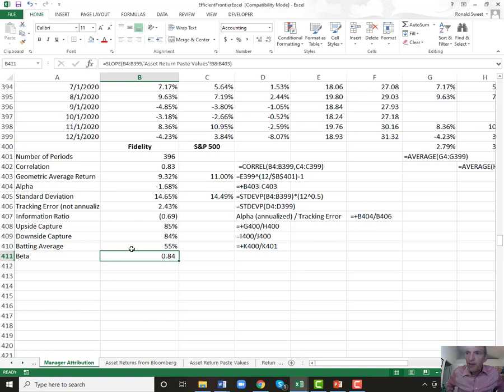All right, so we got a 0.84 beta, which we somewhat expect, right? A beta of 1 would be the exact same level of risk as the S&P 500. Now, why does beta matter? You would think, why would I want beta? Isn't standard deviation the right measure?